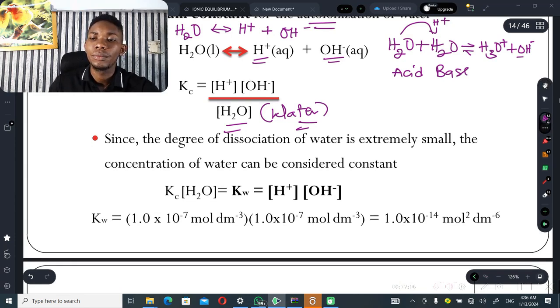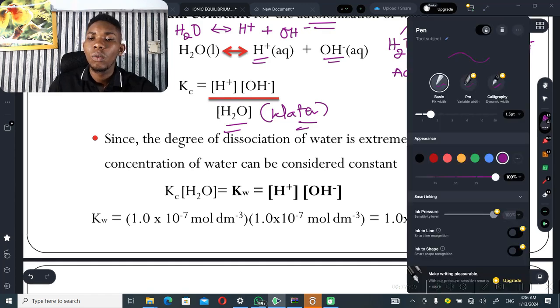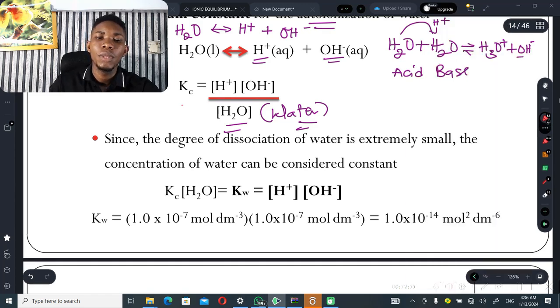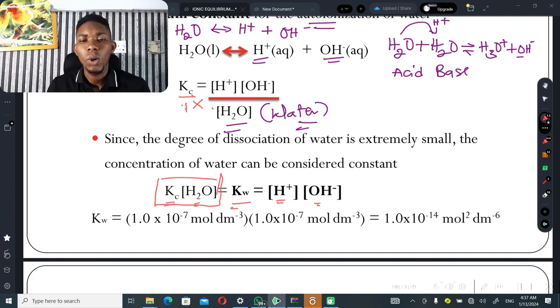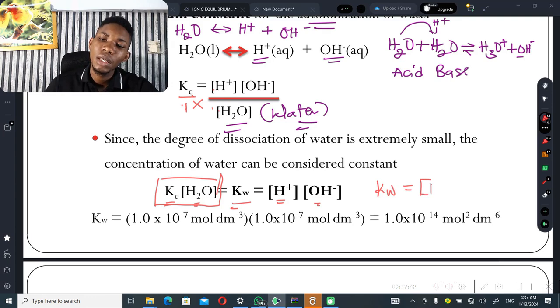At this point, you can cross multiply, using this one to multiply this. So Kc times H2O will be equal to H plus times OH negative. This expression is still the same thing as Kw, which is the dissociation constant for water. So whenever you see they put Kw here, Kw is equal to H plus times OH negative.